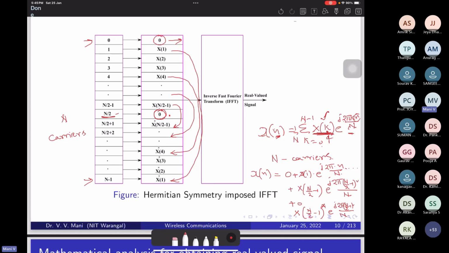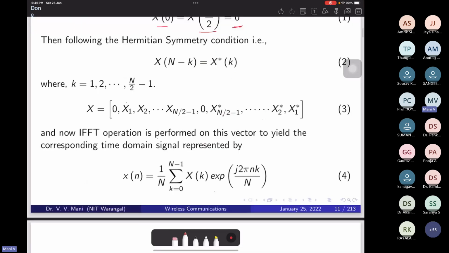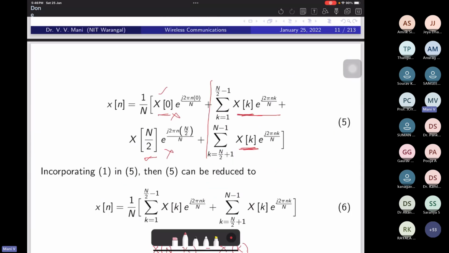For this, we kept the first value x of k as 0, and the middle value is also 0. The rest are all complex conjugates. If you add all of them, look at this explanation. In the first carrier it is 0 and the middle carrier is 0, and x of N minus k we take as x conjugate of k. In such a format, if you arrange your IFFT block x1 to x of N minus 1, the rest portion is complex conjugates. Then if you write the expression for x of n and open the equations of your outputs, this term is 0, and only for k equal to 1 to N by 2 minus 1 do I have data, x of k data.